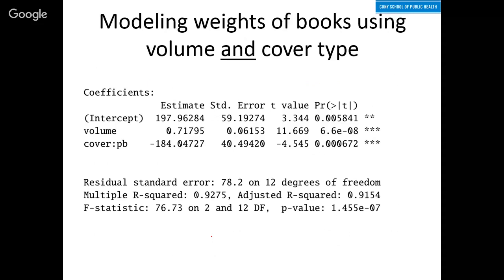Here's that same regression table, but I've added one more line to it, which is the type of cover. So this is cover colon paperback. Before we just had these two lines, and they haven't changed too much, but we have this third line and a coefficient that is negative and quite a small p-value for that one. So this negative estimate is telling us that when the cover is a paperback, our expectation is less. In fact, our expectation is 184 grams less than for a hardcover book, all else being the same.